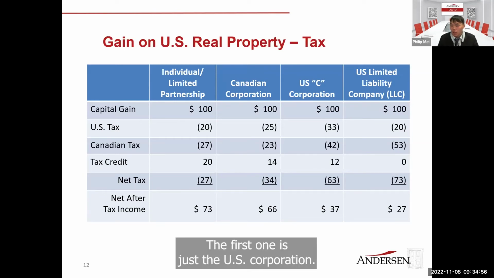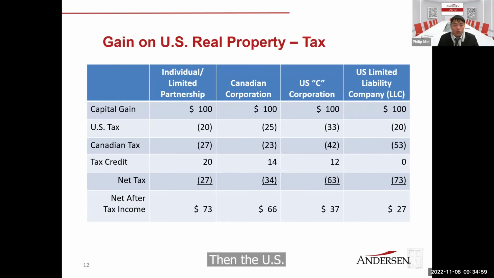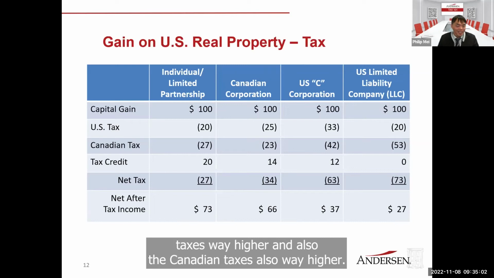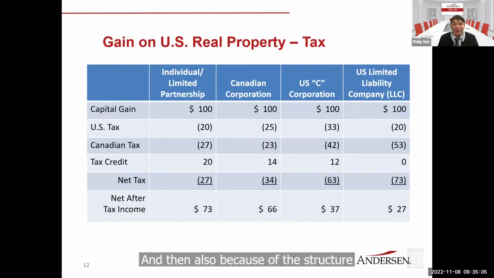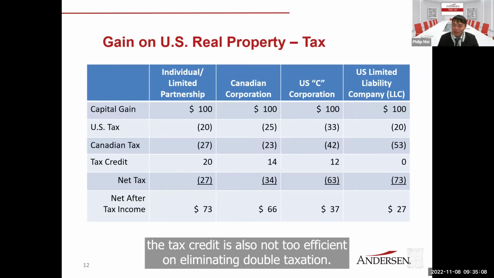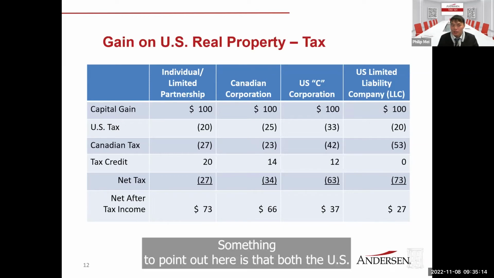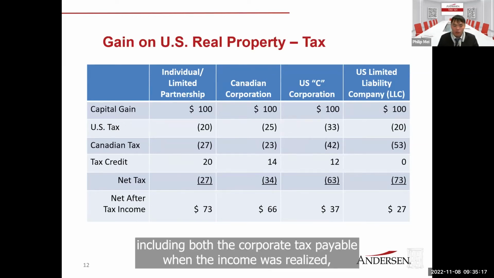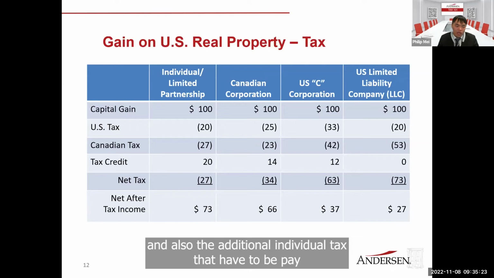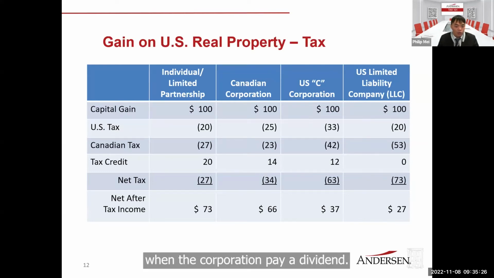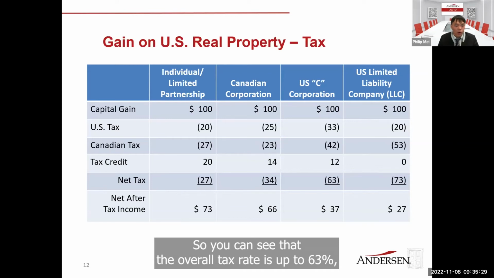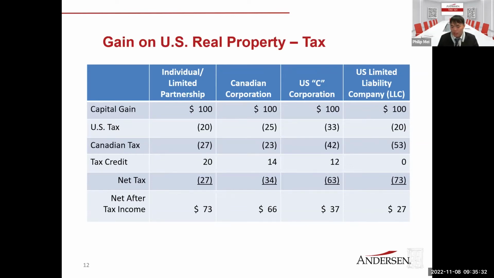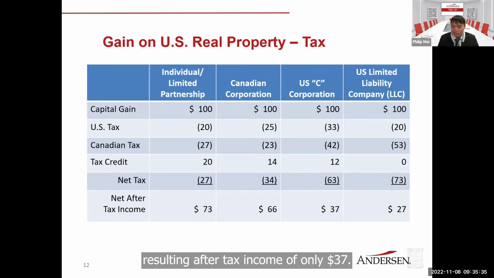The first one is just the US C corporation. Then the US tax is way higher, and the Canadian tax is also way higher. Because of the structure, the tax credit is also not too efficient at eliminating double taxation. Something to point out here is that both the US tax and Canadian tax include both the corporate tax payable when the income is realized, and also the additional individual tax that has to be paid when the corporation pays out a dividend. So you can see that the overall tax rate is up to 63%, resulting in after-tax income of only $37. So that's still not the worst.